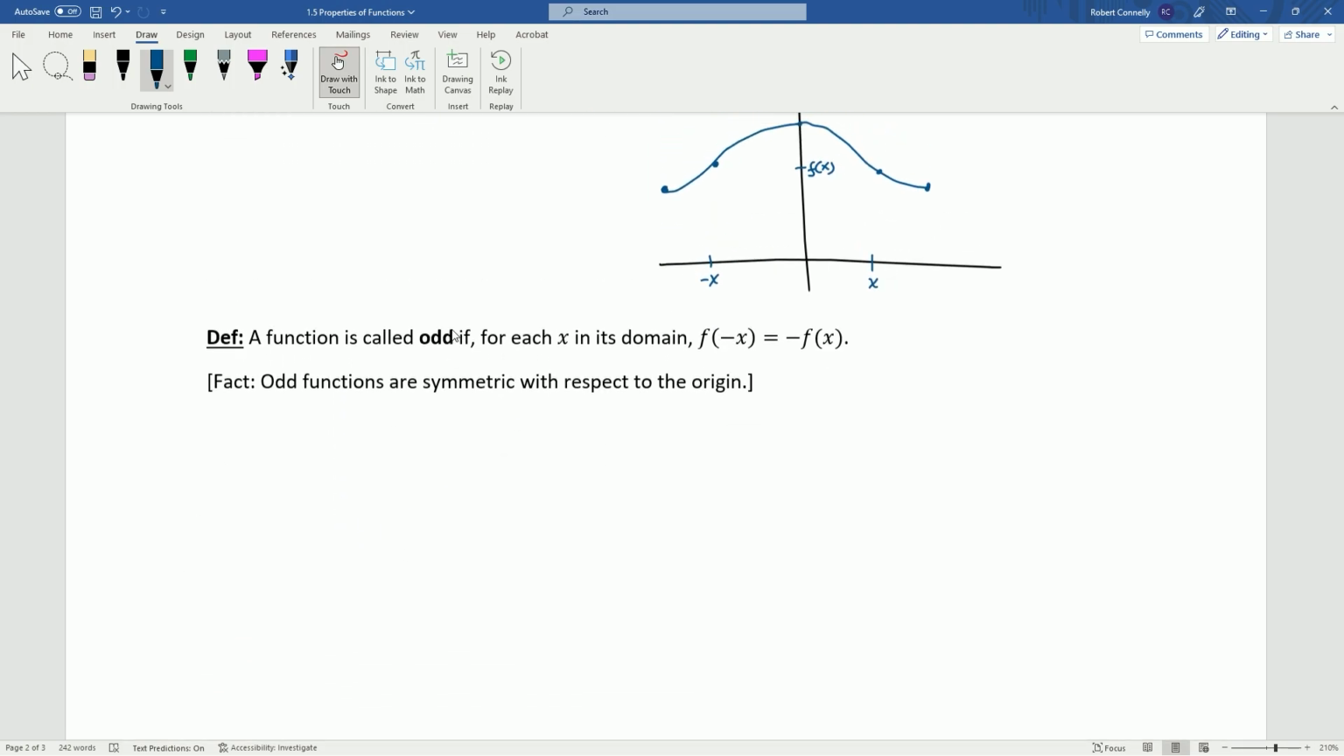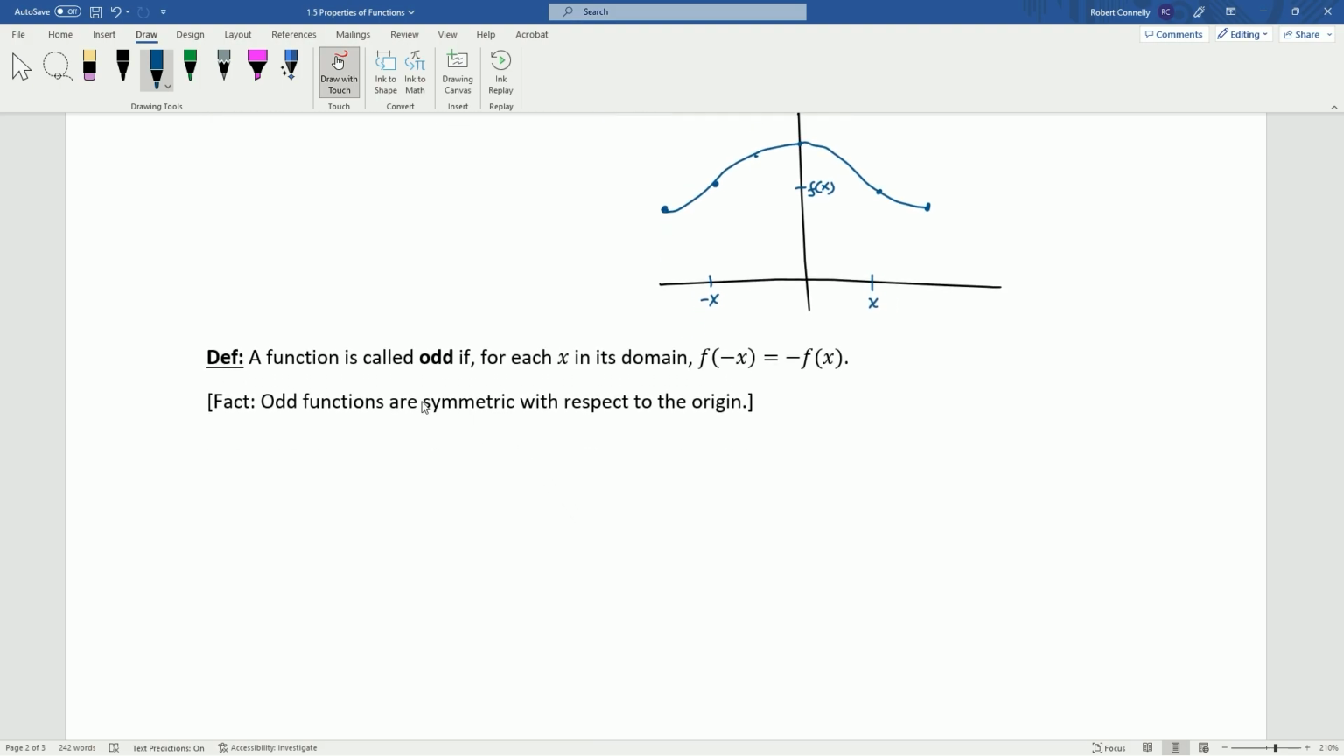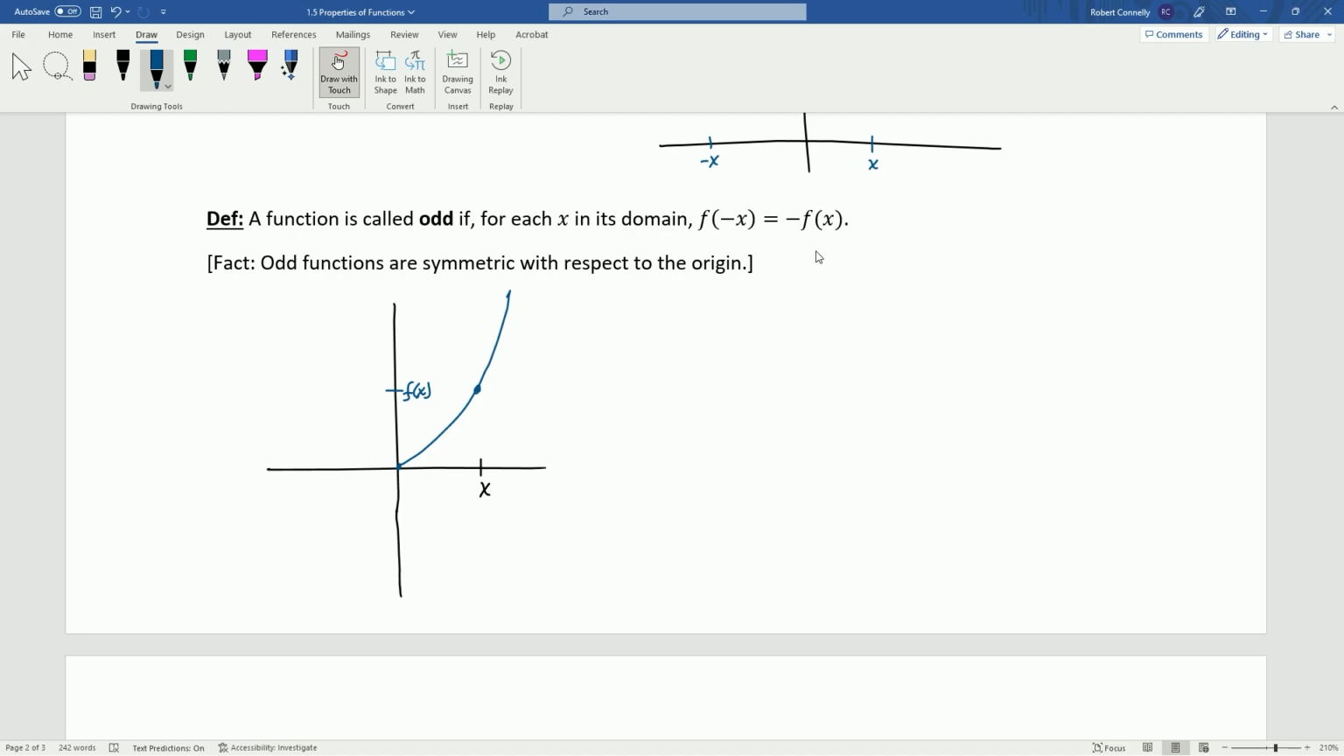Now, odd functions are a little bit different. A function is called odd if for each x in its domain, f of negative x equals negative f of x. Here the picture looks a little different. I've got x here, so let's say we'll draw our graph like this. This is f of x. The definition of an odd function says that when I plug in negative x, I should get the negative of the y value that I had before.